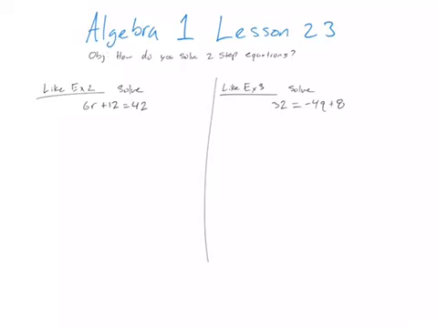Hello Algebra 1 students, this is lesson 23 and our objective is how do you solve two-step equations. And it's kind of in our objective: to solve two-step equations you have to take two steps. So we're going to do a couple things in order to solve, and if it ends up being 3 or 4 steps, that's okay too. If you go the fastest way, it will be 2 steps.